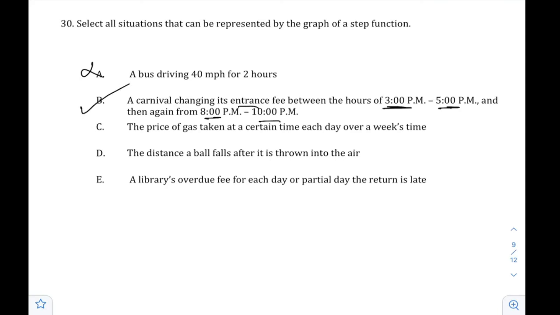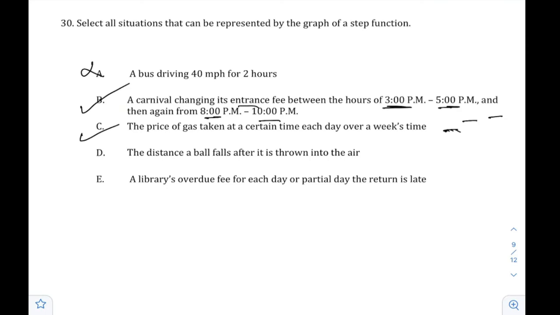The price of gas taken at a certain time each day over a week. Yes, it is, because the price is taken for day 1, day 2, day 3, and each day will include many minutes, many hours, everything at a certain time.